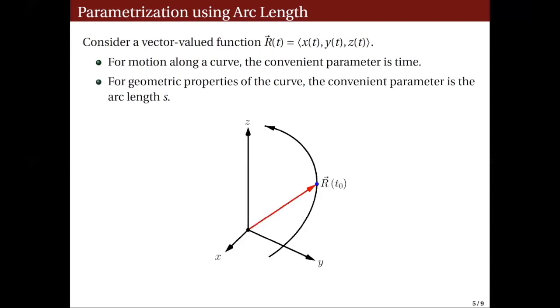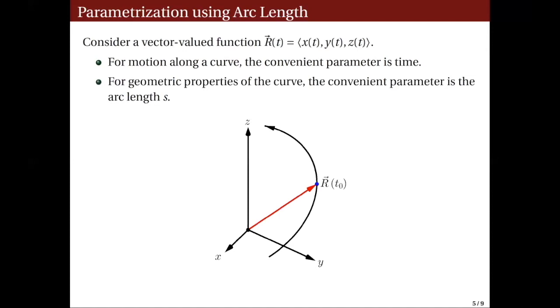Take a look at this illustration here. I have a curve in three-dimensional space represented by r of t. I am going to pick a reference point. The reference point has parameter value t naught. So that is the point on the curve, which is the tip of the vector r of t naught.